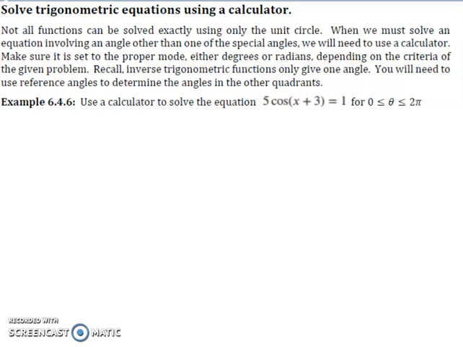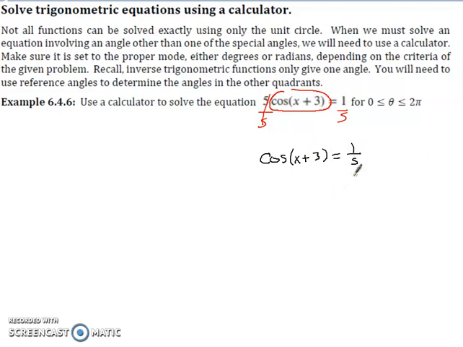In our next examples, we're going to be moving on to solving trig equations using a calculator. So what I'm going to do is follow the same steps, but the ratios that I obtain will not be on the unit circle. So in this example, I want to start by isolating my cosine function, which means that I need to divide both sides by 5. So I've got cosine of something is equal to 1 over 5.